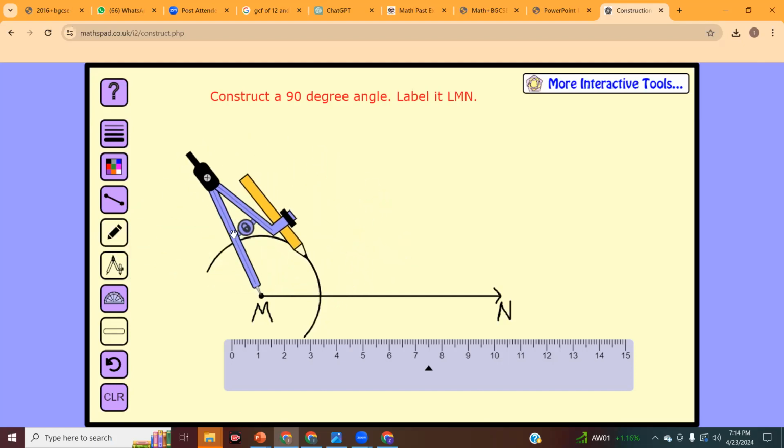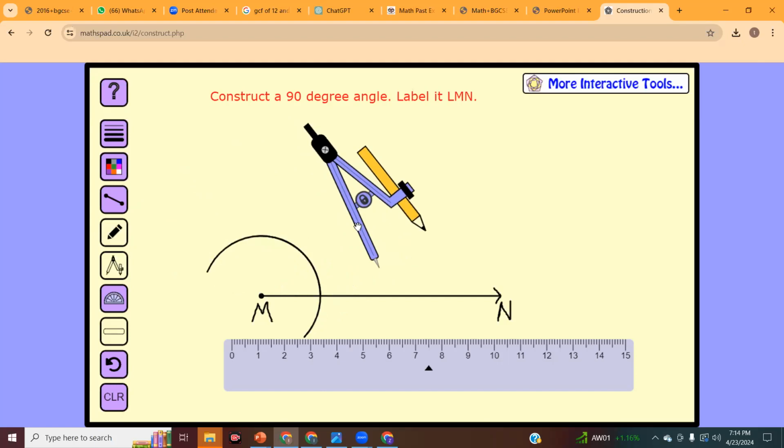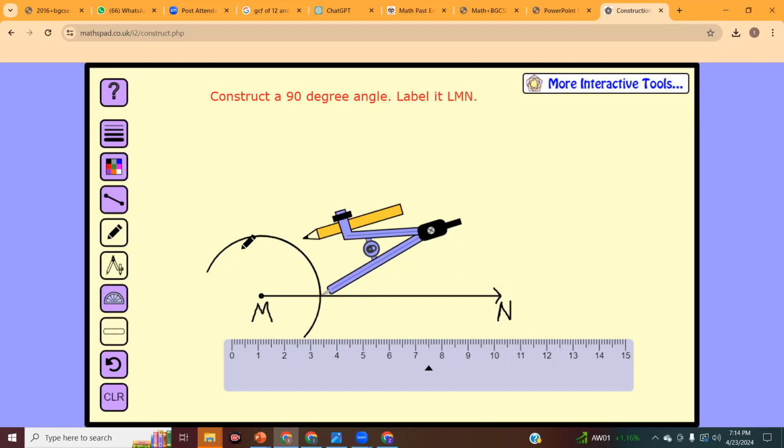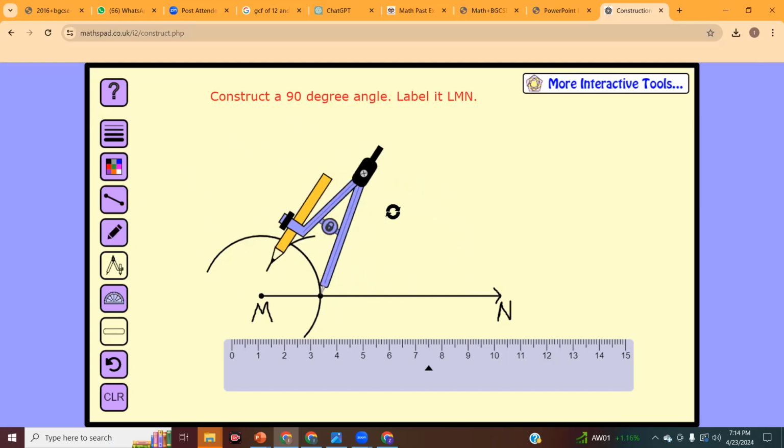Very good. Milo, what are we gonna do next? Line it up in the middle and draw another arc through it. Very good. Line up in the middle and draw another arc, like so. So we're gonna go like here and draw another arc.